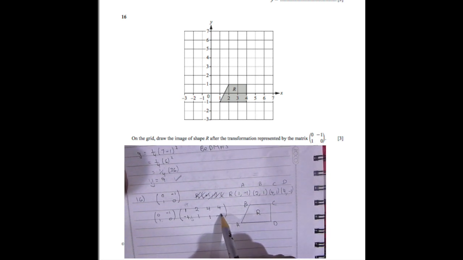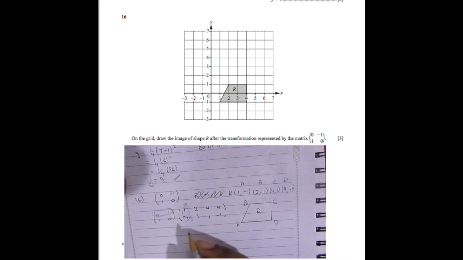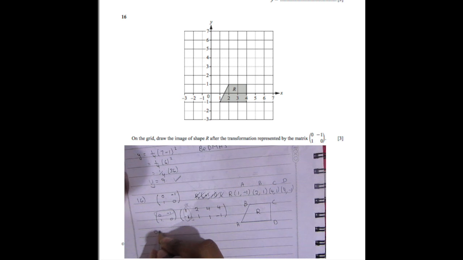Okay, and question 16 now. On the grid, draw the image of shape R after the transformation represented by this matrix. So first you're going to find the coordinates of each point. So point A, B, C, and D. So you found A, 1, -1, and so on. You're going to multiply now, basically. So you're going to take the horizontal part, 0 and -1, multiply it by the vertical, 1 and -1. And you're going to continue doing that for all of them.